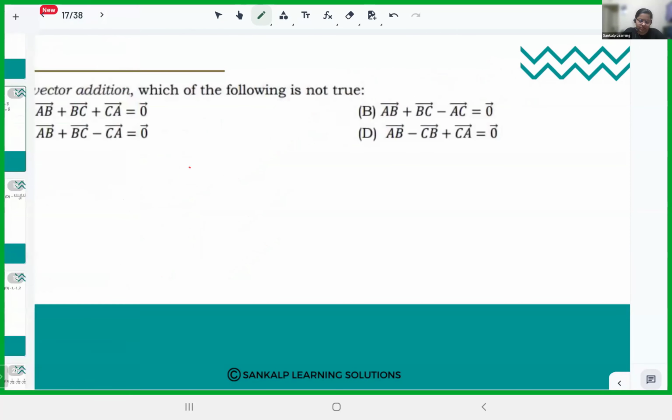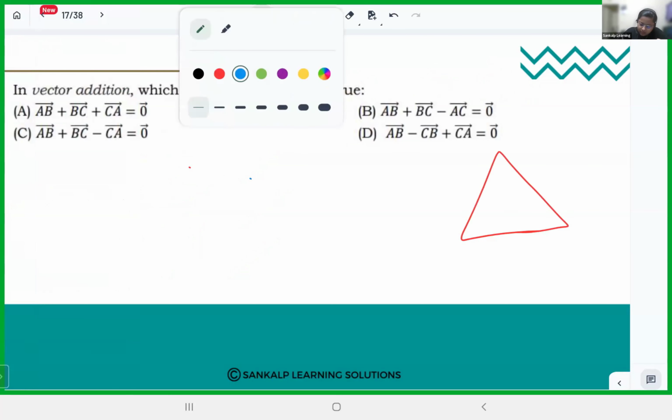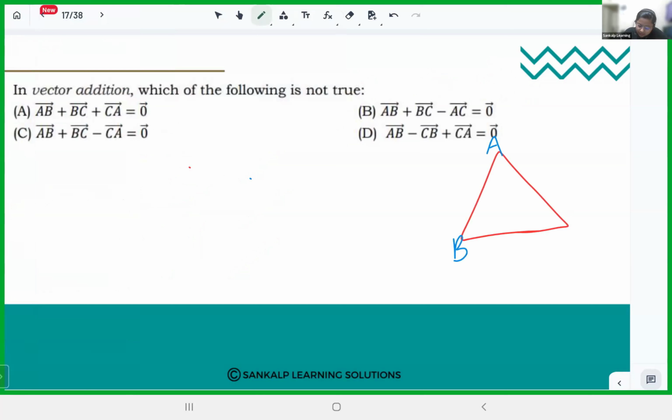Now next one, in vector addition, which of the following is not true? You have to find out from the four options which is not right, that is, which is wrong. So you know the triangle law of vector addition, right? According to the triangle law of vector addition, if you are given three points of a triangle, then if you add two sides of this triangle, like vector AB plus vector BC, then you will definitely get vector AC. So this is known as the triangle law of vector addition, right? Vector AB plus vector BC is equal to vector AC.